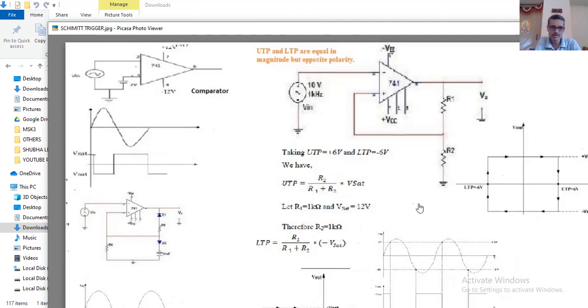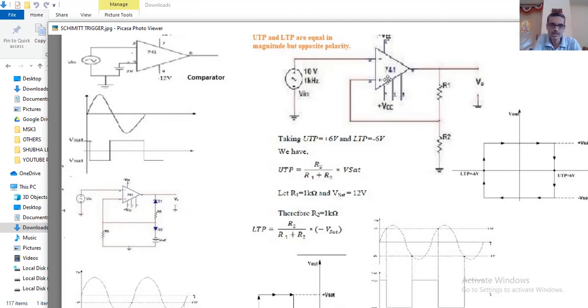Now in this case, when the voltage given to the negative terminal is more than the positive terminal, the output will be minus Vsat. If the voltage at the positive terminal is more than the negative, it will be plus. If the minus voltage is more than the plus voltage, it is minus Vsat. Now let us consider that the output at a particular instant of time is plus Vsat. The voltage across this will be designed such that we get the UTP voltage, that is plus 6 volt. So plus 6 volt will be the reference voltage.